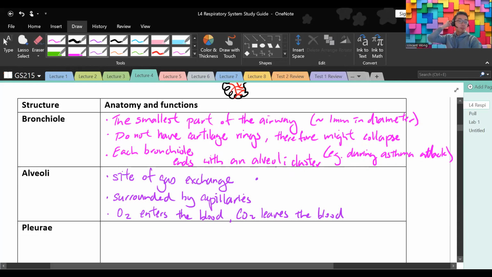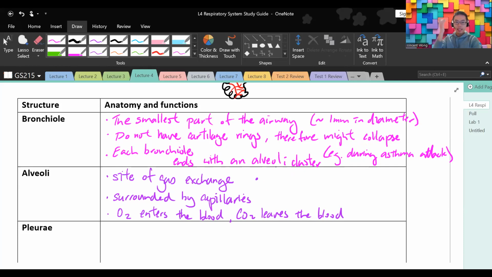Now there is a special type of cell found in the alveoli that creates an oily secretion. Anybody remember the name of those cells? Just checking here. Just want to see the type of cells that creates an oily substance in the alveoli. What is that?